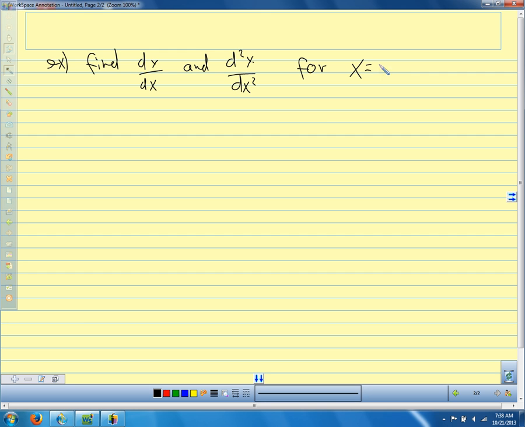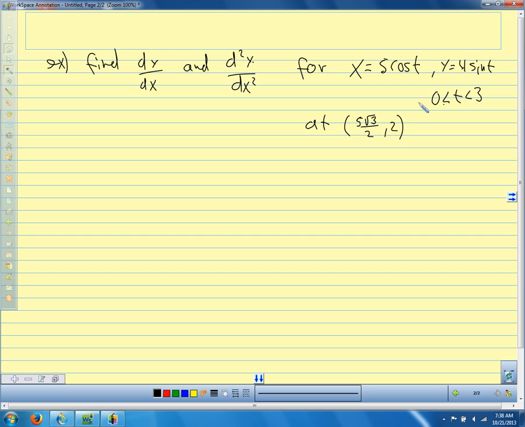So here are our parametric equations. x equals 5 cosine t and y equals 4 sine t, and we're looking on the interval 0 less than t less than 3. And we want, at the point 5 square root 3 over 2, comma 2. So we want the slope and the concavity, the first and second derivative at this particular point.